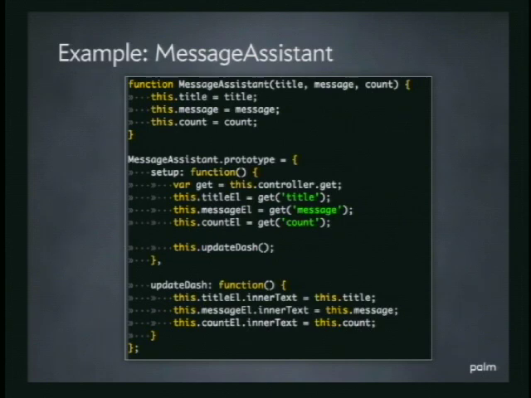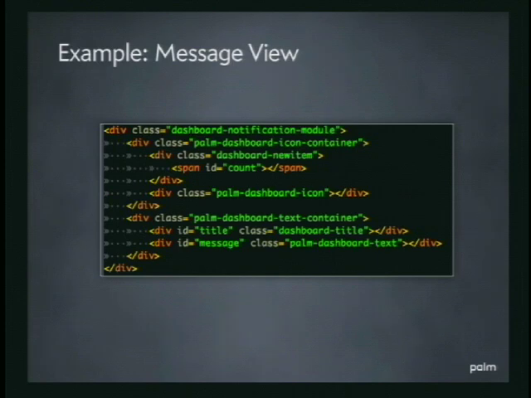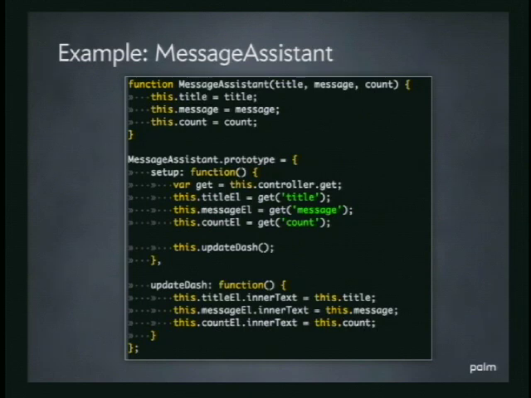Okay, so this is a message assistant that actually does all that magic. When it's constructed, title, message, count are passed in. It sets attributes on itself. Uses this.controller.get, so you know that you're getting the right element. That's the most common mistake, so I'm going to keep emphasizing that. And then get the different elements and call my own update dash, which just sets the inner text on the different elements. So if you see that inner text equals this.title, that's going to set the contents of this div to be my title. Does that make sense? Everybody on the same page? All right.